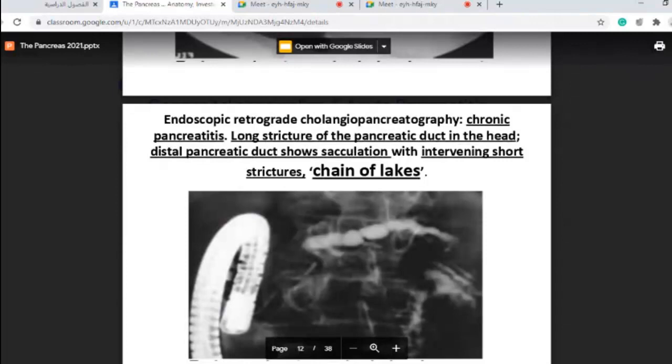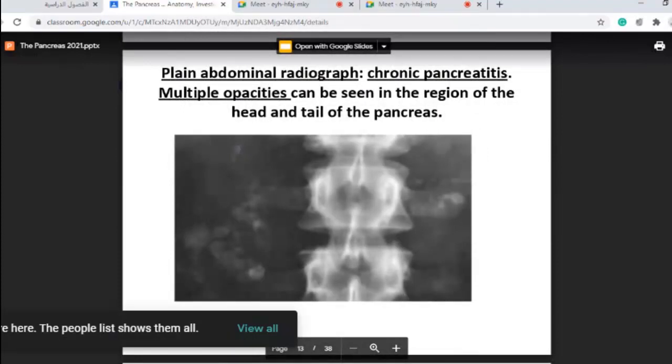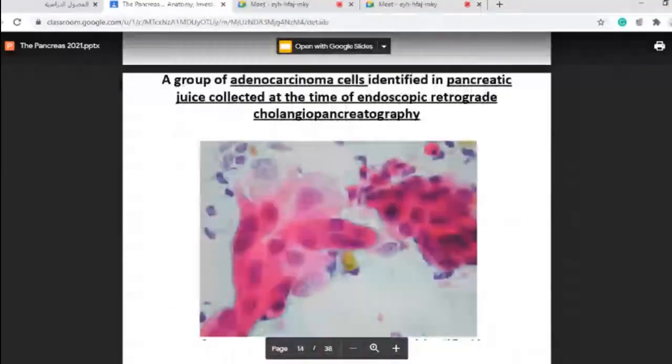This is another picture, a plain abdominal X-ray of the abdomen. In cases of chronic pancreatitis, it shows multiple opacities. As I told you, we can do FNA through either ERCP or through endoscopic ultrasound. And this shows adenocarcinoma cells in pancreatic juice collected at the time of endoscopic retrograde cholangiopancreatography.